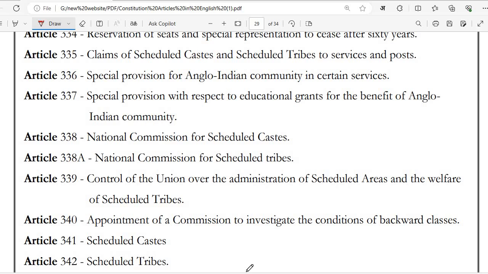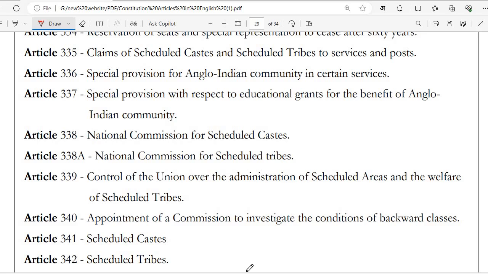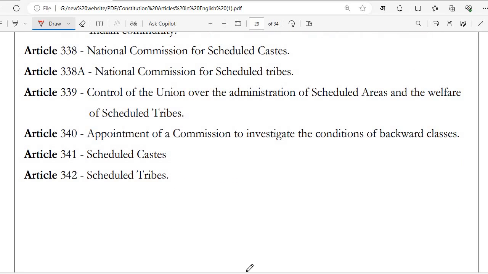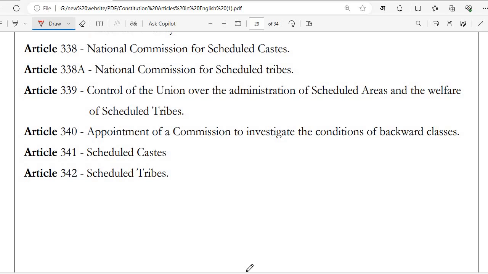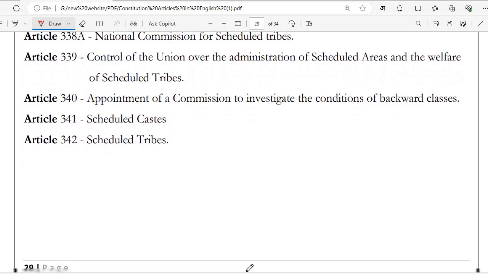Initially they were a joint commission, but now they have been separated. Article 340, the commission for investigation of OBC. The term OBC has not been defined in this article. Article 341 mentions the Scheduled Castes but does not define them. 342 mentions the Scheduled Tribes but does not define them. Okay.